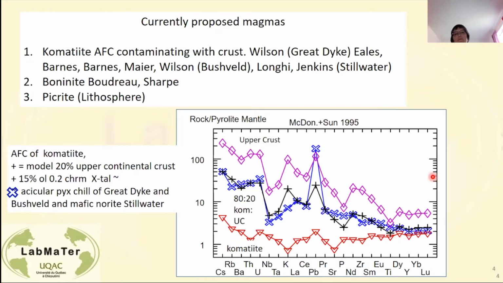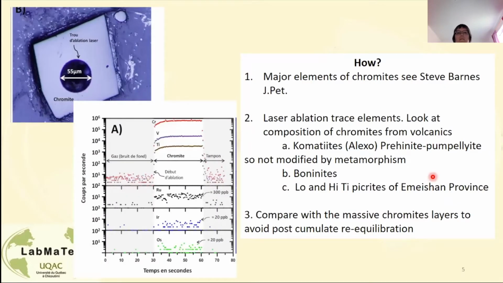So how are we going to do it? Well, if you want to look at major elements for chromites, I recommend you go to Steve Barnes's paper in the Journal of Petrology. But what I'm going to do now is look at the trace elements in the chromites, because A, we can, now that we have laser ablation, but B, that gives us a much wider range of elements to think about.